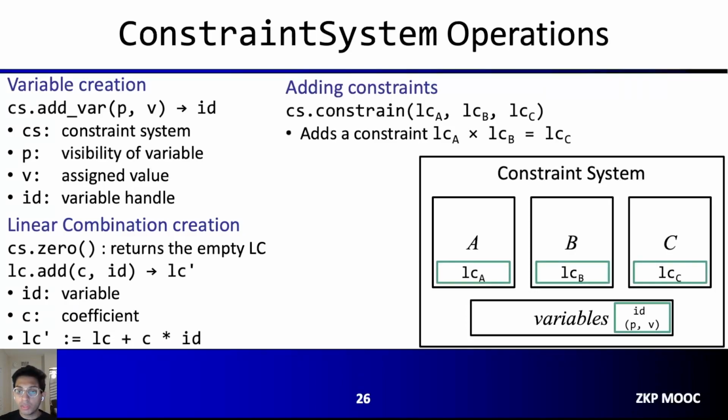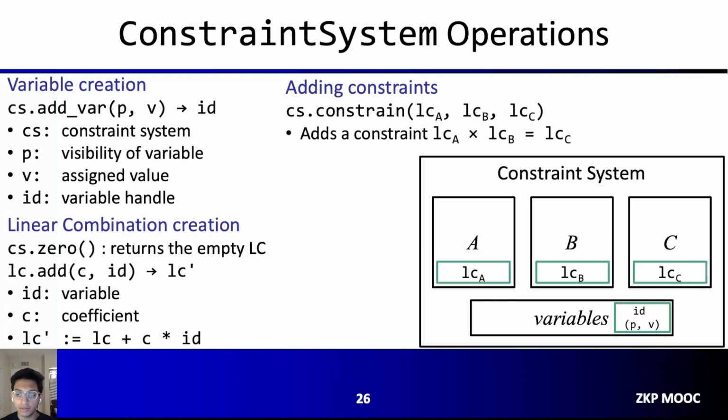Finally, the most important operation in a constraint system object is, as we said, to add constraints. This happens via this API cs.constraint, which takes in 3 linear combinations corresponding to the 3 matrices and adds a constraint which enforces that LCA times LCB equals LCC once you substitute the values of the variables in place of their handles. So these LCA, B, C are added to the A, B, and C matrices respectively.